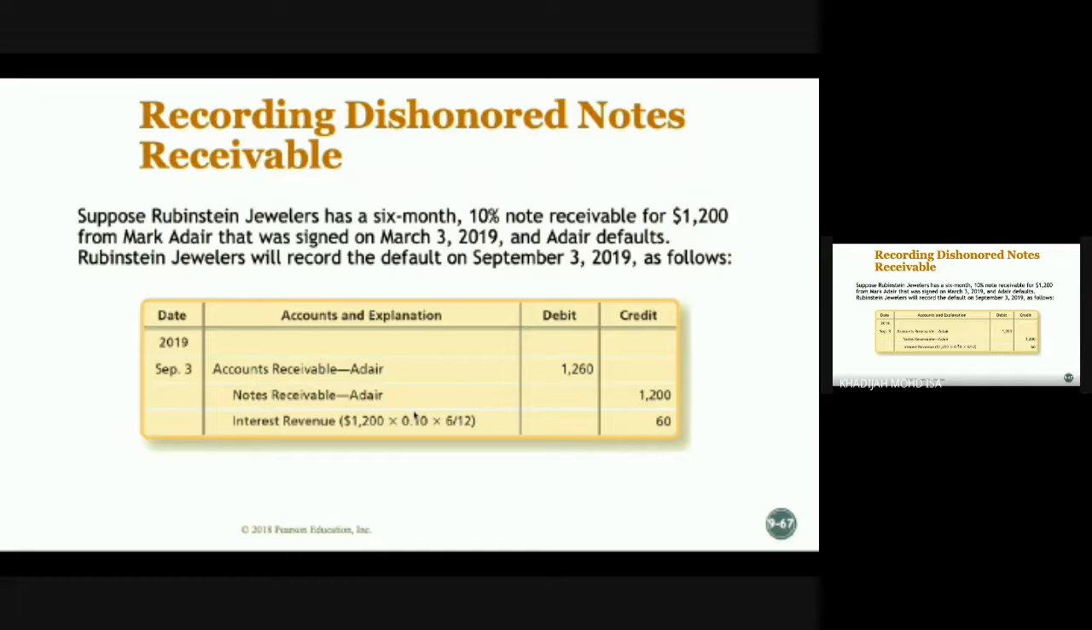So you debit your account receivable 1,260. How do you compute 1,260? 1,200 times 10% times 6 over 12. So you have that 60 interest revenue. So account receivable 1,260, notes receivable 1,200, and then interest revenue 60.